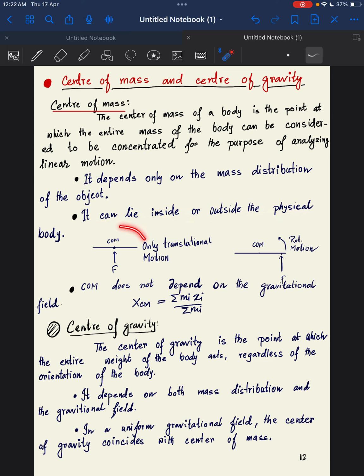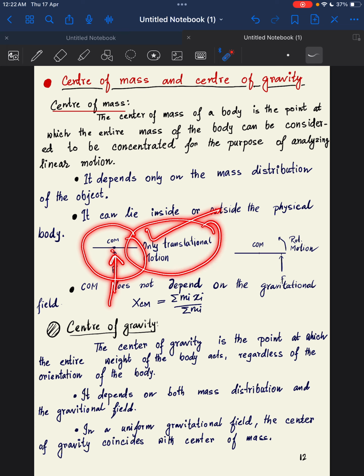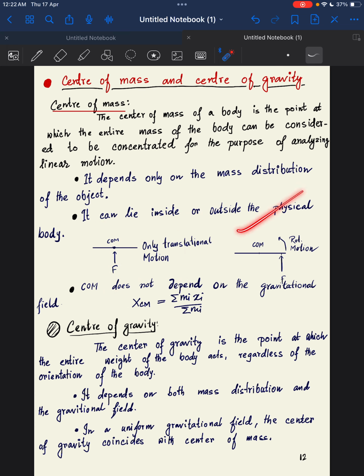So let's say we have a bar and in the middle there is a center of mass. If you apply some force from the outside, then it will have a linear motion. So if you hit at the center of mass, it will have only a translational motion. But if you hit the object away from the center of mass, then it will have a rotational motion. So center of mass is a unique point where if you apply some external force, then it will execute a translational motion. So this is also a definition of center of mass.